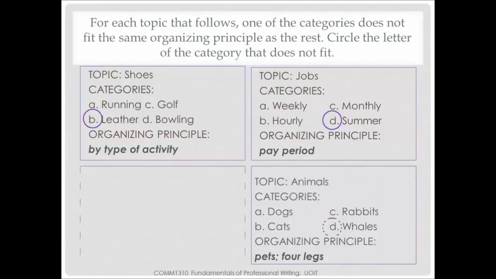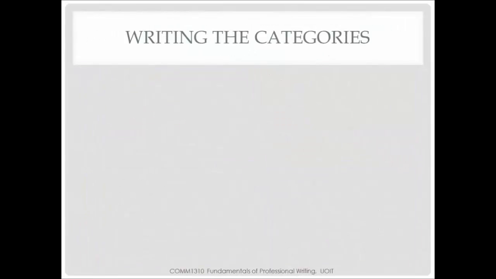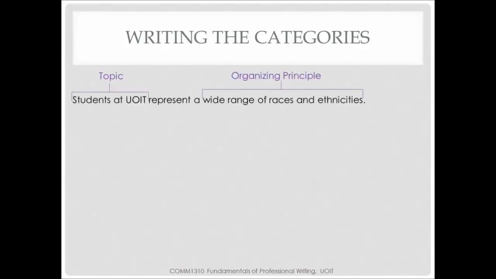Finally, this 4th topic is relatives, and the categories are aunts, sisters, uncles, and nieces. So what's the organizing principle here? In this case, it's female relatives. So which one does not belong? Uncles does not belong because these uncles are male relatives. So as you're organizing, make sure to choose useful categories and then to provide specific examples for your categories.